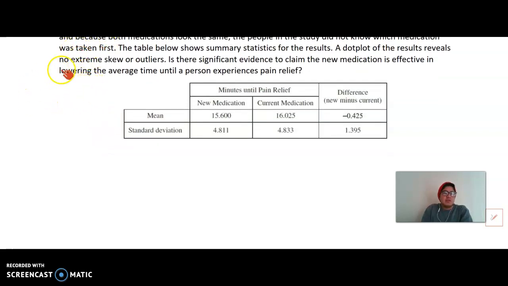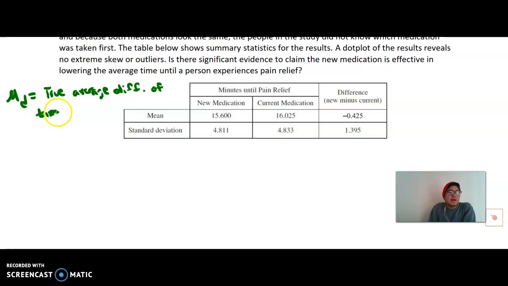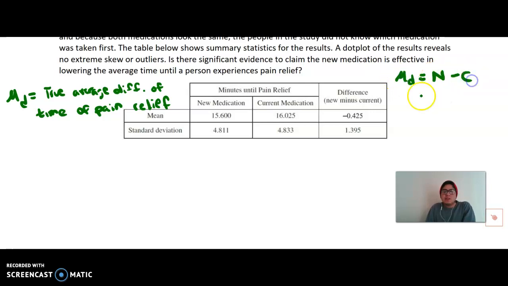Now I'm going to define my parameter here. I'm actually going to work this one live with you. So here, mu d is going to be the true average difference of time of pain relief. Sorry, y'all, I'm looking at my notes in the corner and trying to fill this one out live. Now we know that mu d equals the new minus the current.